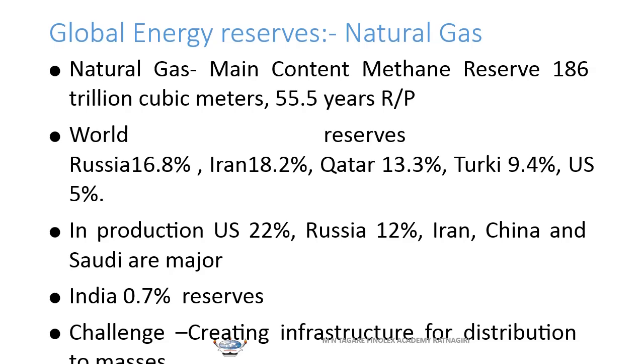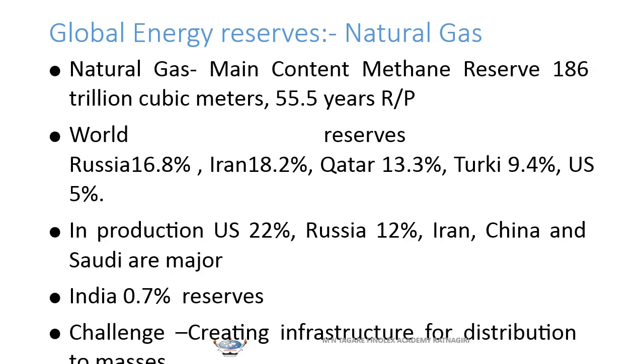Next, if we see the contribution of various countries as far as reserves are concerned, Russia is the major stakeholder. Russia has got a reserve of 16.8%. Then Iran is 18.2, then Qatar 13.3, then Turkmenistan 9.4, and the US has got a reserve of 5%.